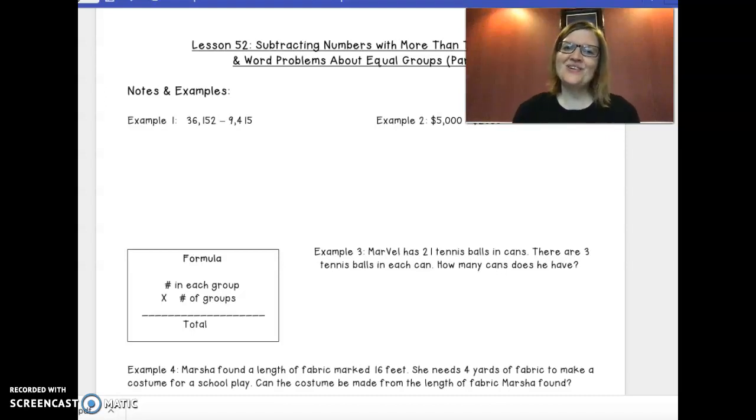Hi, lesson 52, subtracting numbers with more than 3 digits and word problems about equal groups.